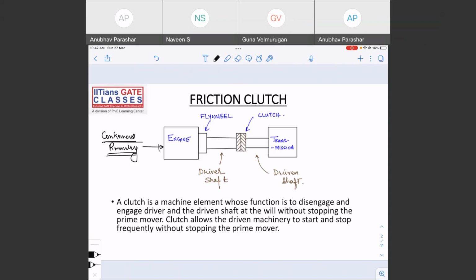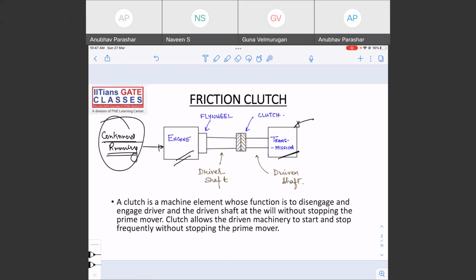So what does the clutch do? The clutch disengages the engine from the transmission shaft so that you can load or unload anytime you require. You just press the clutch, and the clutch will disengage the transmission system from the engine. The engine will keep on running, but the transmission system will come to a halt. If you apply the brake, the transmission system will come to a halt.